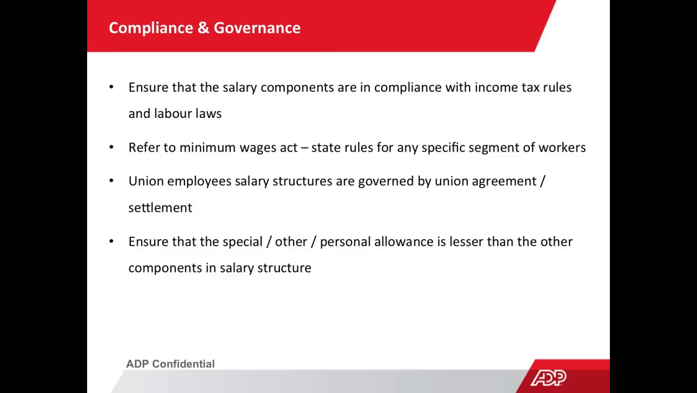One of the thumb rules is, when you are designing the compensation structure, make sure that your basic salary is actually more than the other allowances, because your special allowance or other allowances should always be lesser than the other components in the salary structure. Else the provident fund department will consider the entire special allowance as PF wage, and you have to contribute 12% on that special allowance.